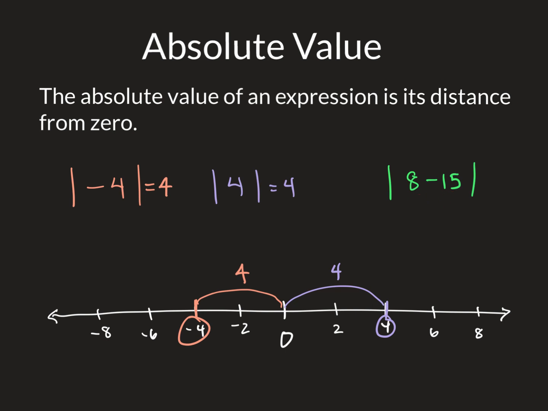If I did 8 minus 15, just like in the order of operations video, we're going to do the 8 minus 15 first. So this is going to get me -7. And then we're going to deal with the absolute value. And so I'm at -7 all the way over here. And then the question is just how far away is -7 from 0? And the answer is it is 7 units away. So the absolute value of -7 is 7.